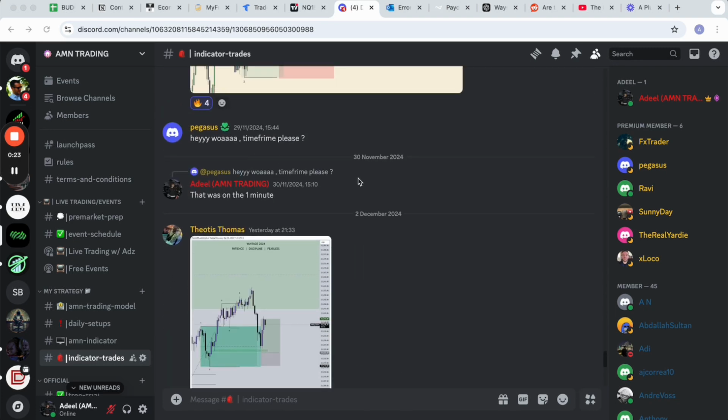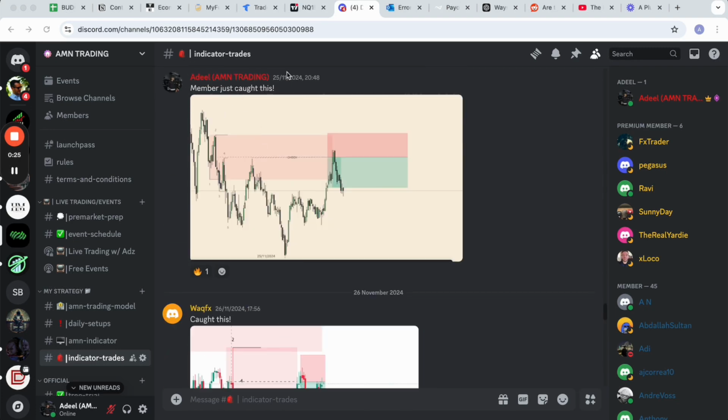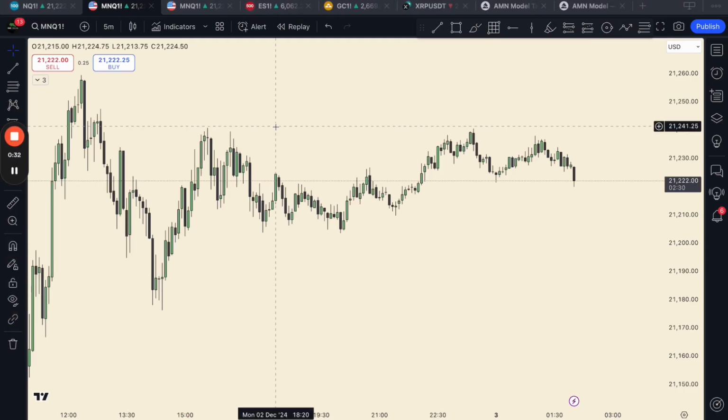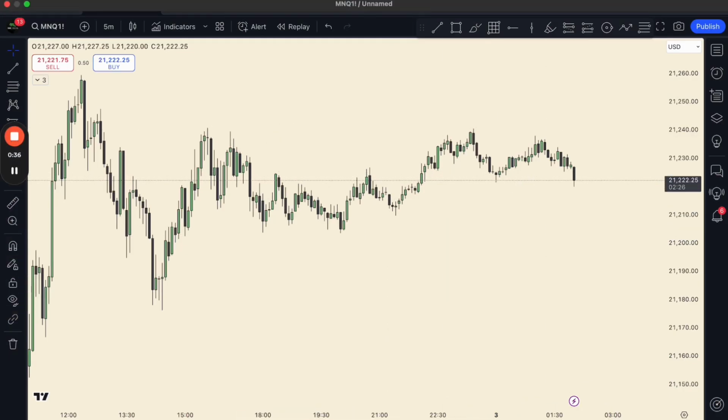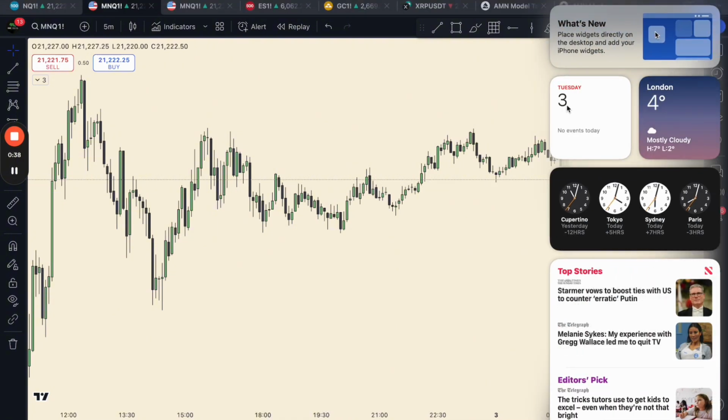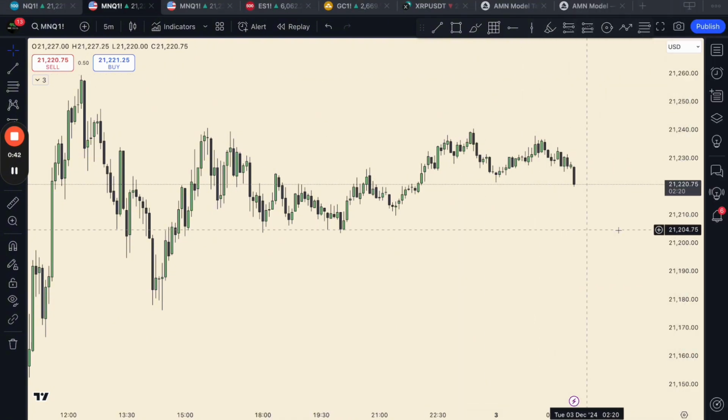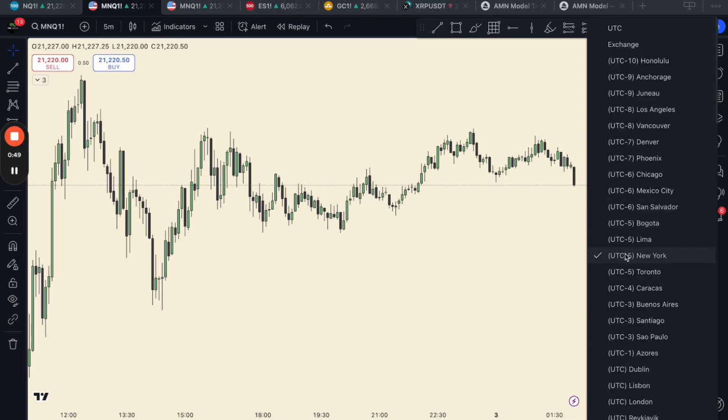And I just wanted to share some members posting their results with the indicator, and now I thought let's just go into the charts and see how it worked. So I'm not even going to cherry pick. You can see this is the live market. Today is Tuesday, the 3rd of December. This is the time, it's literally today. This is the most recent candle, right? 2 a.m. New York time. As we can see here, I have New York time.